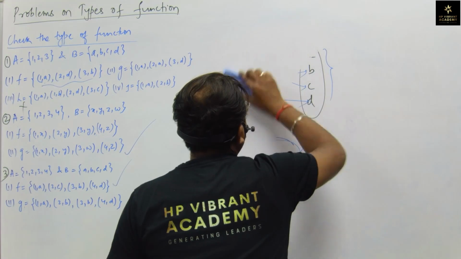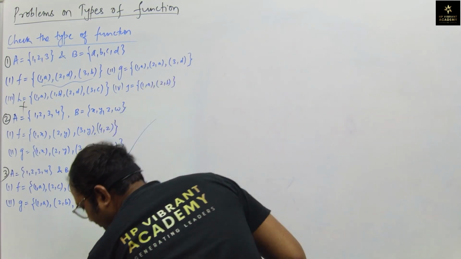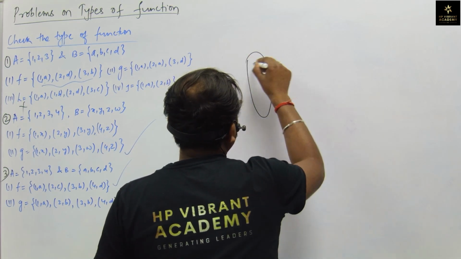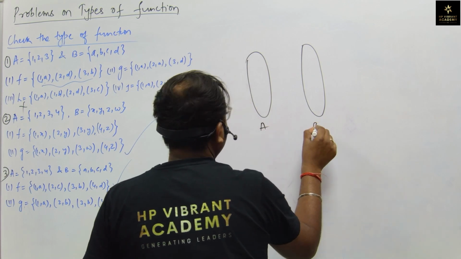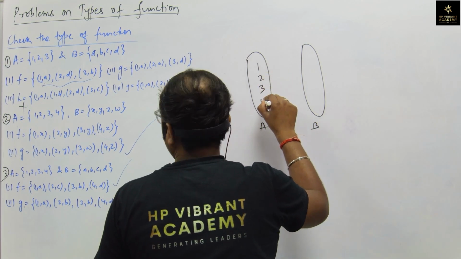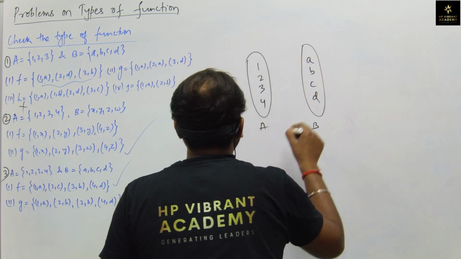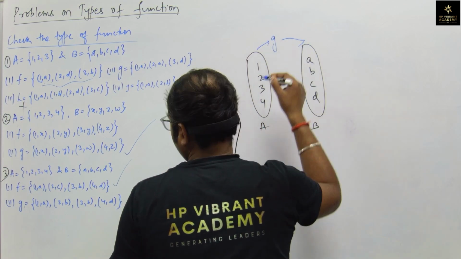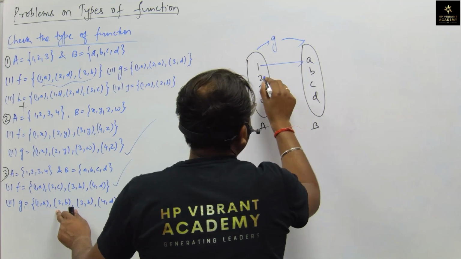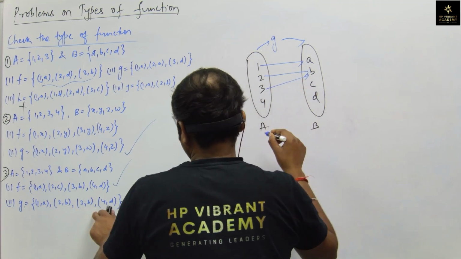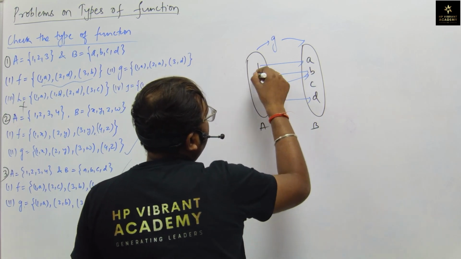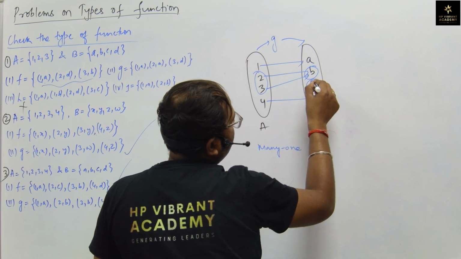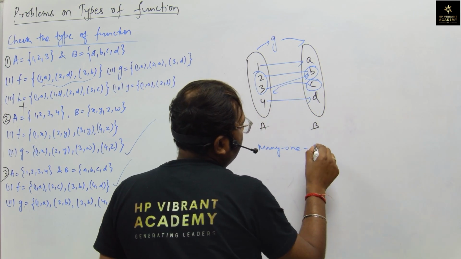discuss this relation G. This is set A and this is set B. So elements in set A are 1, 2, 3 and 4. In set B we have A, B, C and D. Let us do the mapping based on the relation G. Okay, so we have 1 goes to A, 2 goes to B, 3 goes to B, 4 goes to D. So many elements are getting mapped to a single element, so this is many one. Plus there exists an element C which is not having any pre-image in set A. So this is a many one into function.